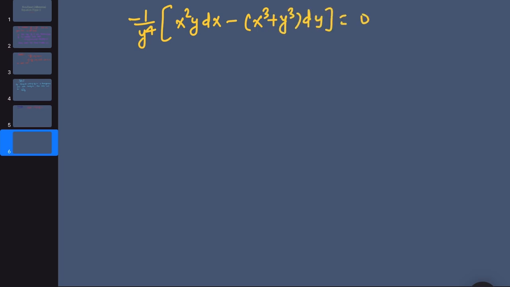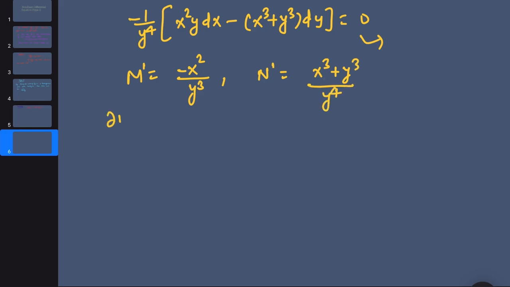Now we will multiply by this minus 1 over y to the power 4, and the given differential equation was x squared y dx minus x cubed plus y cubed dy equal to 0. Now this differential equation will be an exact differential equation. We can also verify that. What will be our M dash? Because we have already used M, it will be in new notation M dash. It will be minus x squared y over y to the power 4, and N dash equal to x cubed plus y cubed divided by y to the power 4.